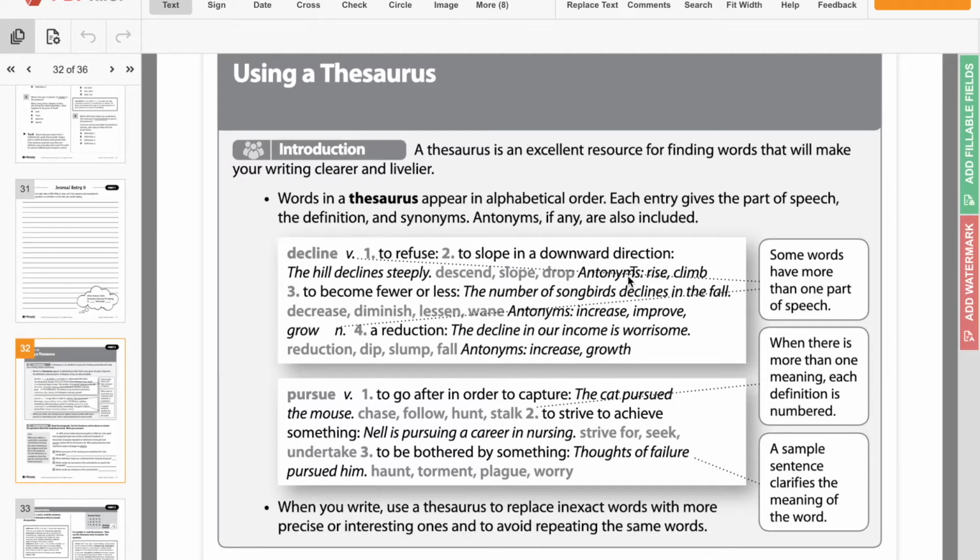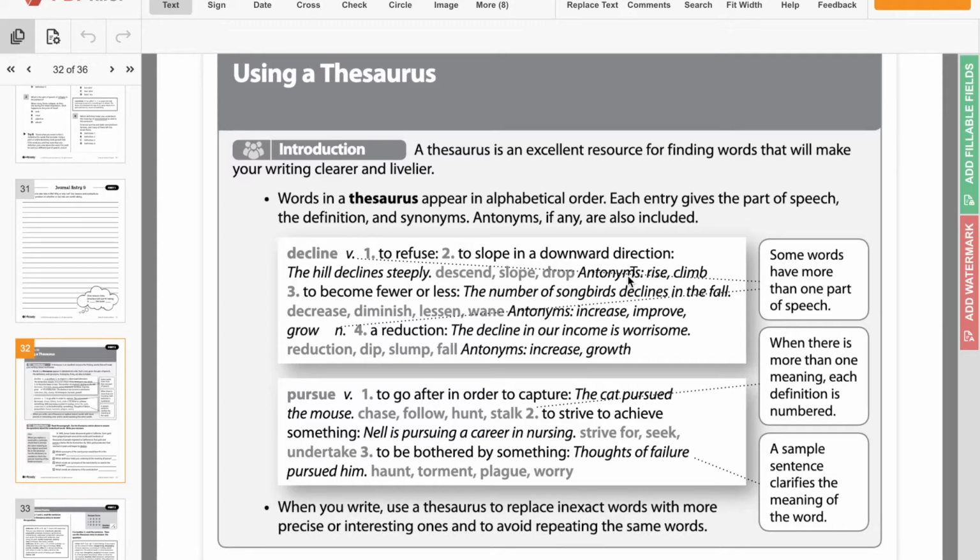So we look here at the word decline. We see that it's a verb. The definition of it is a verb, the first and second. So one means to refuse. It could also mean to slope in a downward direction. So the hill declines steeply. So some synonyms for that are descend, slope, or drop. Some antonyms are rise, climb, stuff like that. So rise and climb would mean the opposite of to decline.